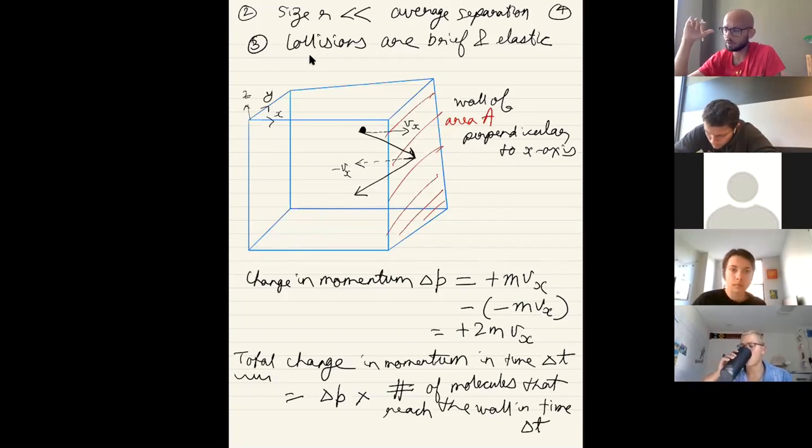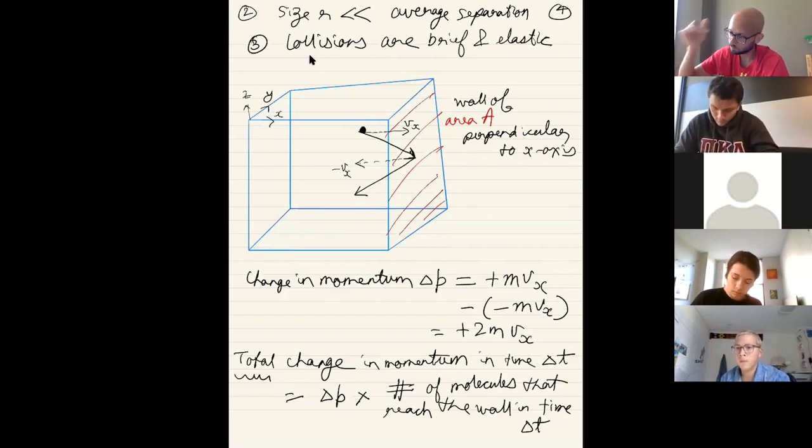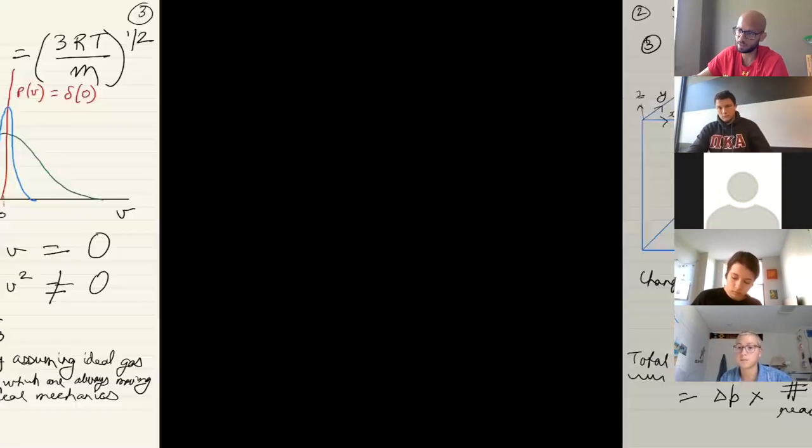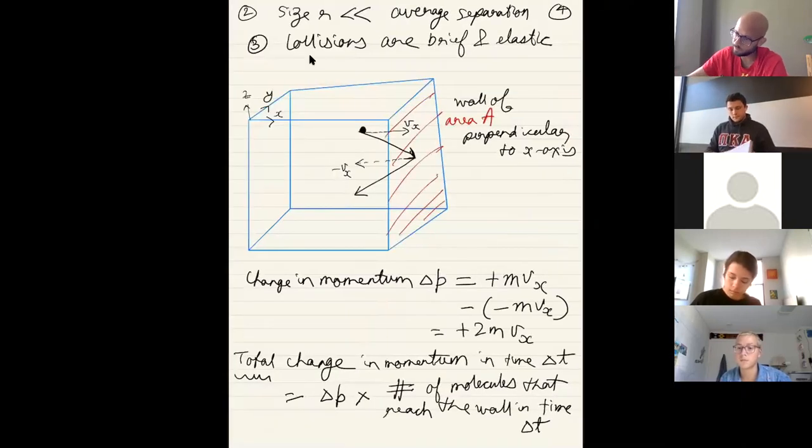And if one molecule that hits the wall undergoes a change of momentum of plus 2mvx, then the total change in momentum in the time delta t is going to be delta p, this plus 2mvx, multiplied by the number of molecules that actually do undergo a collision, right? And there is no difference between them. Another subtle fact here is that we are not yet talking about the probability distribution of v. We are just saying there is some vx. We are not talking about how the vx actually varies, because in the last slide, I told you about a probability distribution, but we are not talking about that over here. So we need to figure out this thing. What is the number of molecules that reach the wall in time delta t?